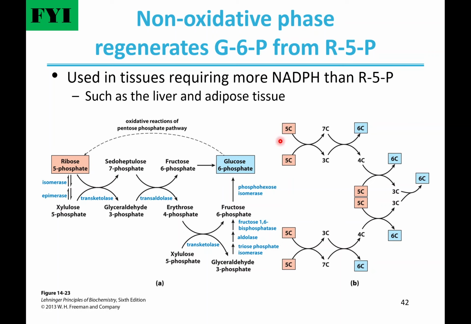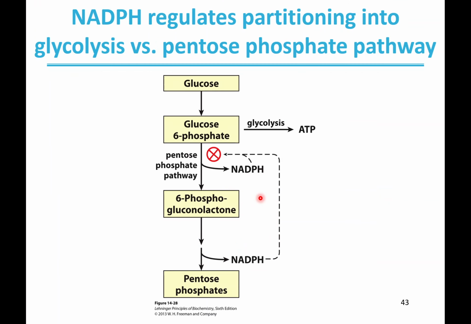Okay, not going to need to know this on an exam. It's just kind of a cool way that the body can maximize the amount of NADPH being produced in this pathway when the ribose 5-phosphate isn't the desired target.